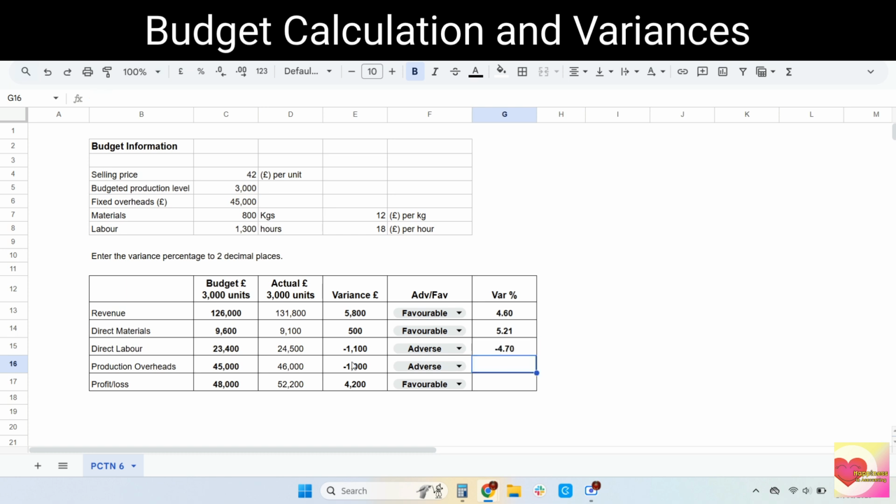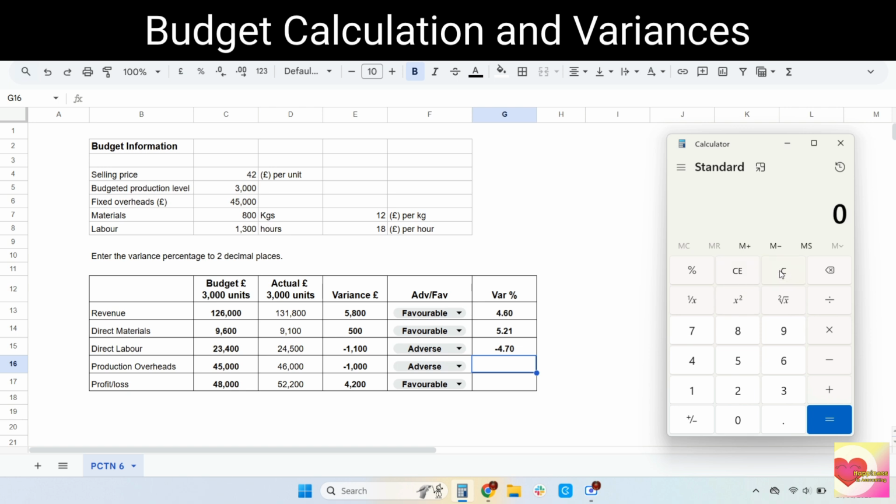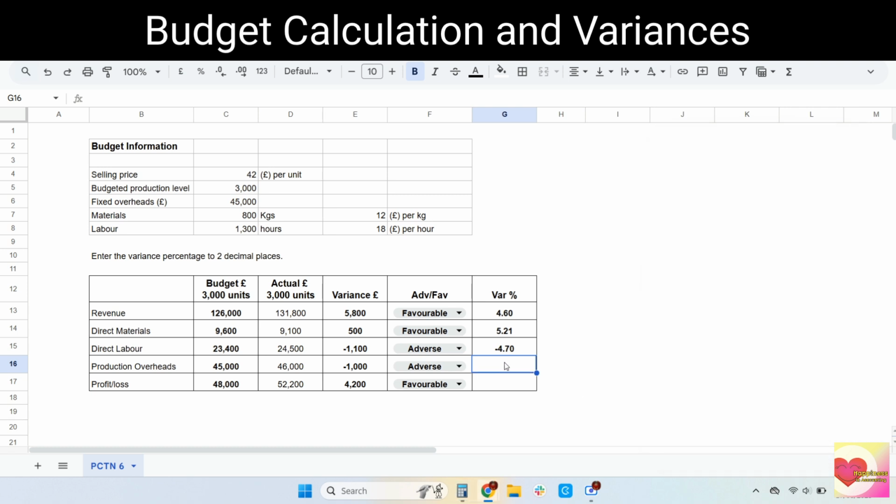Next, production overheads. Our variance is negative 1,000. Let's turn it into negative. Divided by budget, which is 45,000. Then let's multiply by 100. Then round off to 2 decimal places. So our variance percentage is negative 2.22.